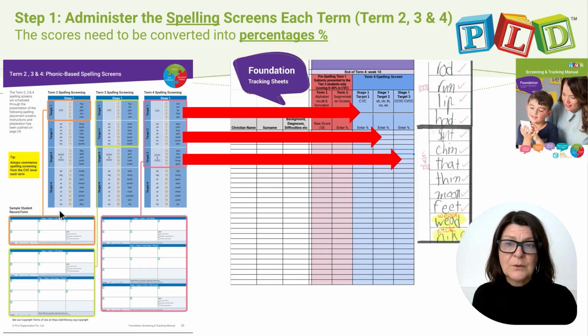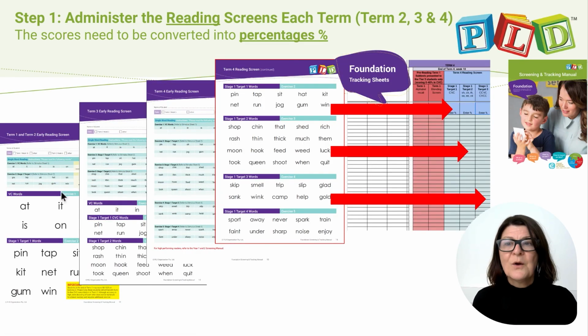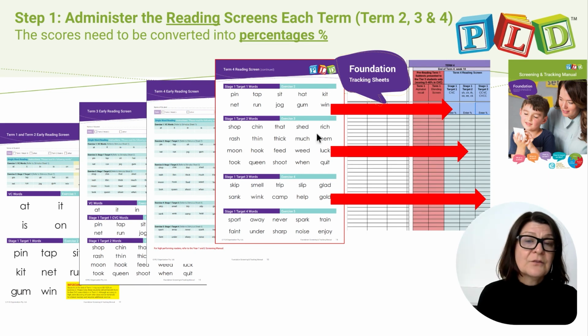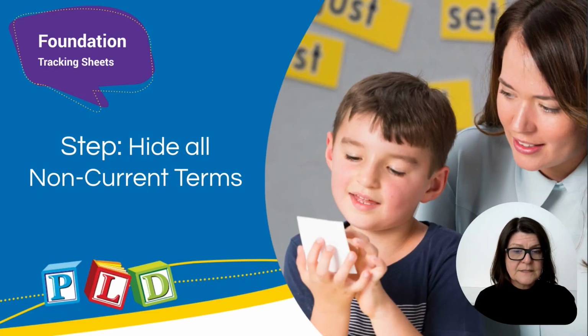From a spelling point of view, there's term 1, term 2, term 3 assessments for spelling, which are going to go on your tracking sheets, as well as we have end of term 1, end of term 2, and 3 and 4 reading assessments, which are going to also go onto those tracking sheets.